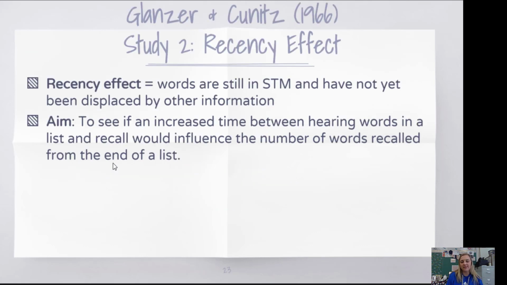The next study that Glanzer and Cunitz did was to study the recency effect, so the opposite of the primacy effect, recalling words at the end of a list. They believed that the words are remembered at the end of the list because those words were still in short-term memory and they hadn't been displaced by new information yet. So the study that they developed was to see if increasing the time between hearing words in a list and recall would influence the number of words recalled from the end of a list.